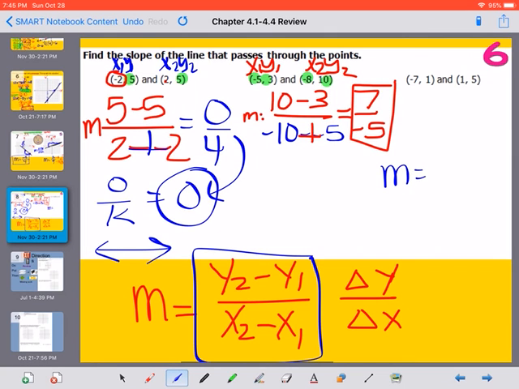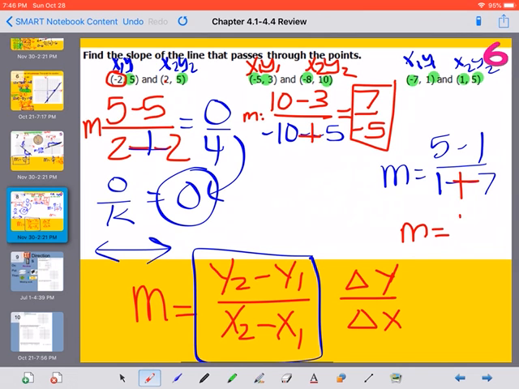Last one, label your points. X, y, first point, x, y, second point. Again, y2 minus y1, we have 5 minus 1. And then x2 minus x1, we have 1 minus a negative 7. Two negatives make a positive. 5 minus 1 is 4. 7 plus 1, or 1 plus 7, is 8.